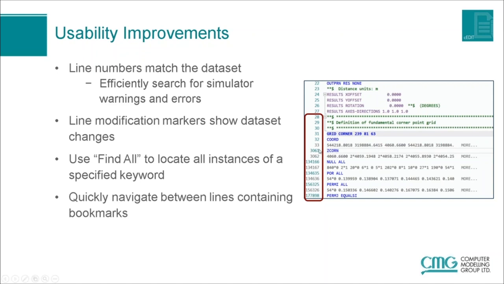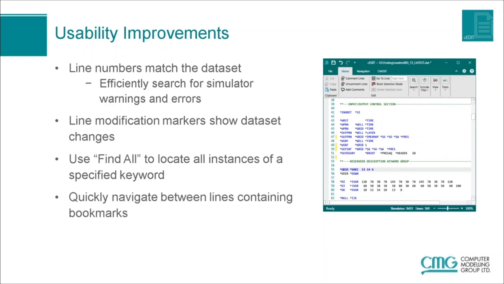But if we look at the ZCORN keyword here, it shows the actual line number being 3061 as if it weren't collapsed. And this is very useful because more often than not, if you get a warning or an error in one of your simulations, our simulators will give you the specific line number in your data set that caused that error or warning, so you can easily find the line number in cEdit that the simulator gave you so that you can easily fix that or at least know where the problem is coming from.